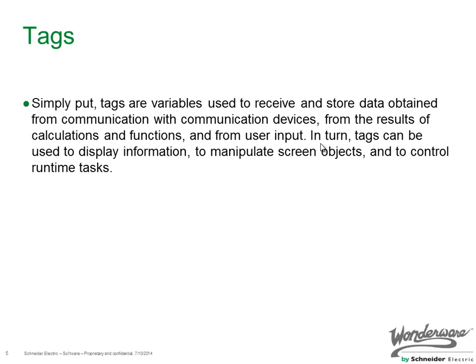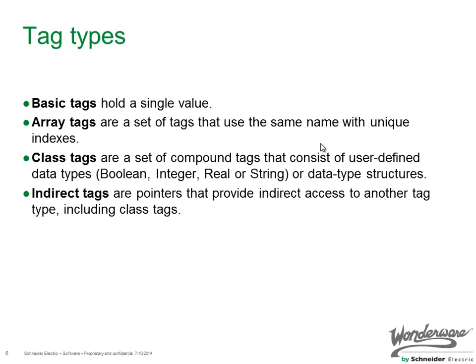So let's talk a little bit about tags. Simply put, tags are just variables used to receive information from communication devices, from inputs on the screen, things of that nature. And essentially they can be used to display information, manipulate screen objects, and to control runtime tasks. But they are not only variables and storage locations. As you'll see, there's much more to them than that.